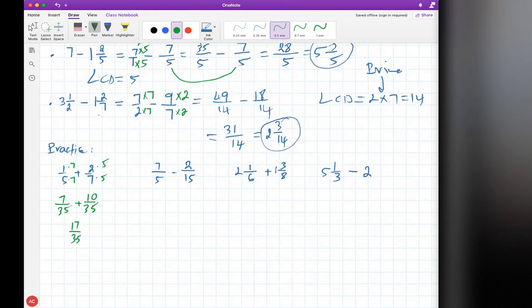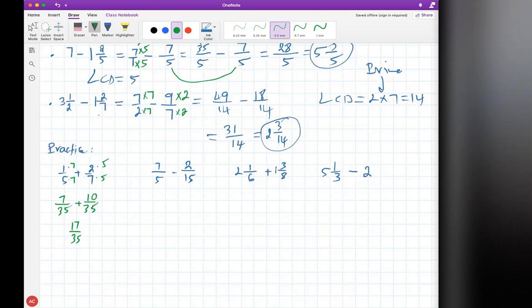So this will be 17 over 35. 10 over 35, and then 7 and 10 is 17 over 35. That's right. So it's proper. You cannot reduce that, right? What about the next one? What is the LCD here?